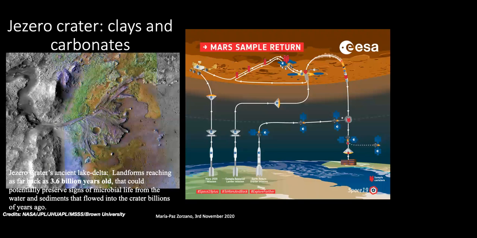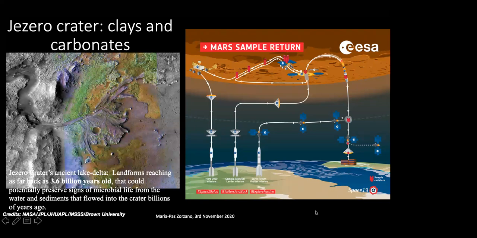So we expect it to have minerals. Well, we do have minerals, we know that from remote sensing, that indicate the presence of water, but also we have structures that indicate that there is deposition and sedimentation, and this is a good place to look for. Clays and carbonates are good environments for preservation of biosignatures.